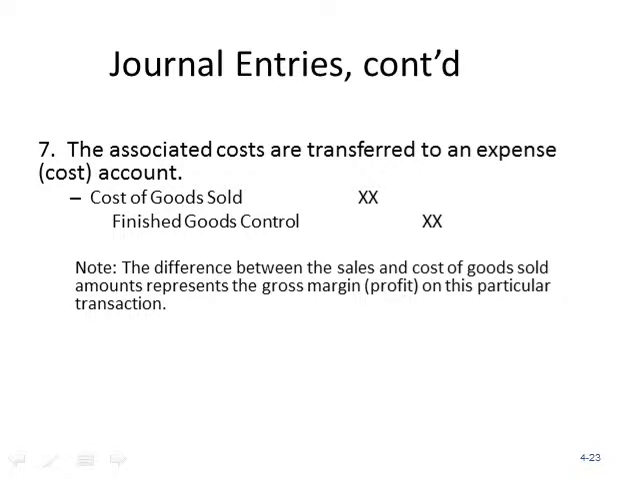When goods are sold, there are two parts of the transaction. The first is journal entry number 7, which we see here showing the reduction of finished goods control and the increase of cost of goods sold.